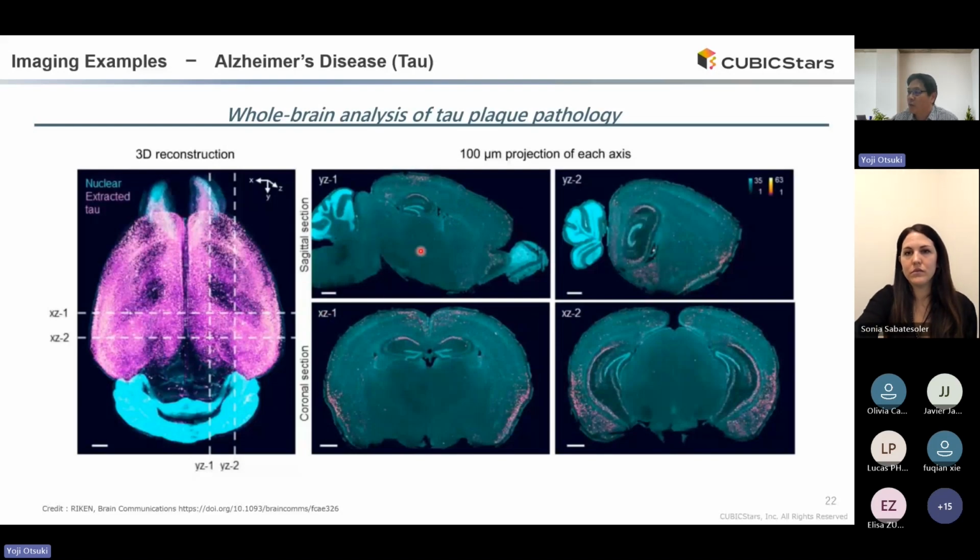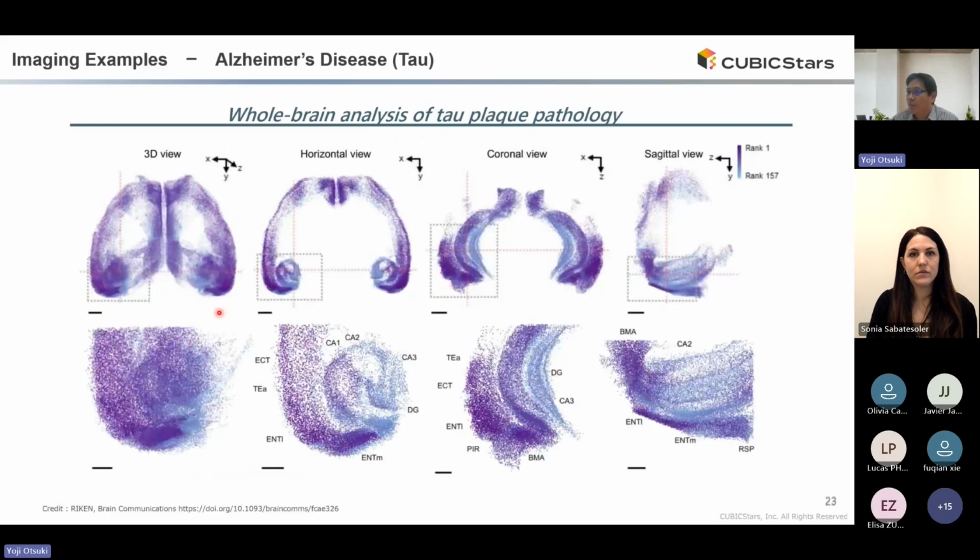So our ATV techniques enabled such whole brain staining and imaging of this tau plaque across the sample. So not only visualizing the distributions, but also the researcher successfully calculated the whole distributions of tau plaques across the brain according to the brain regions.